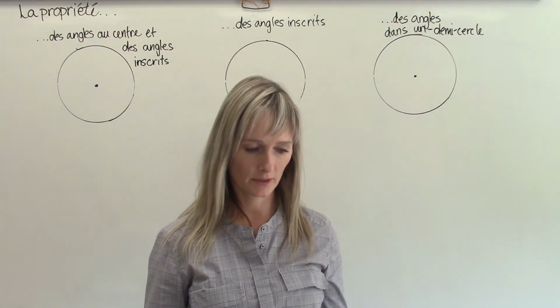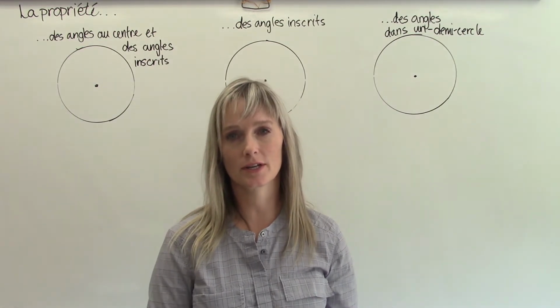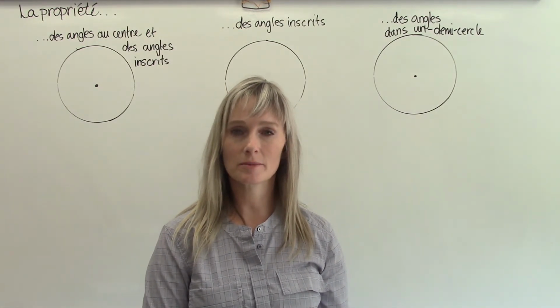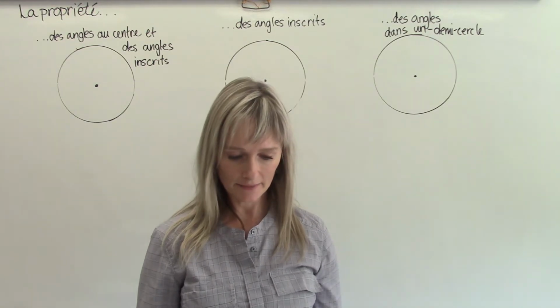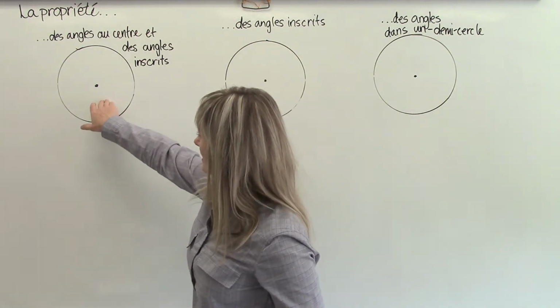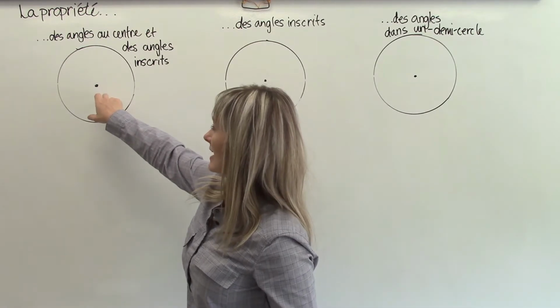Leçon numéro 2, propriété des angles dans un cercle. So our second lesson is going to be about the properties of angles in a circle again. On va commencer ici avec la propriété des angles au centre et des angles inscrits.